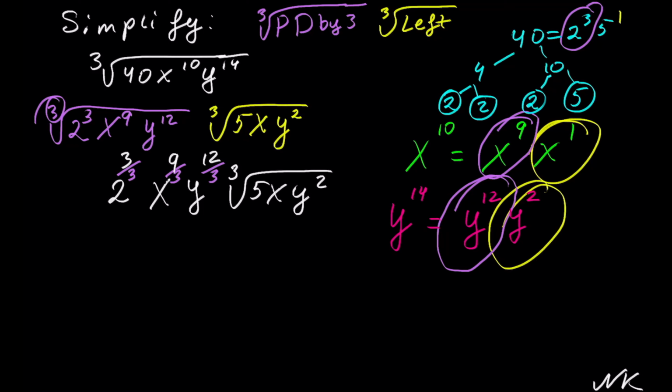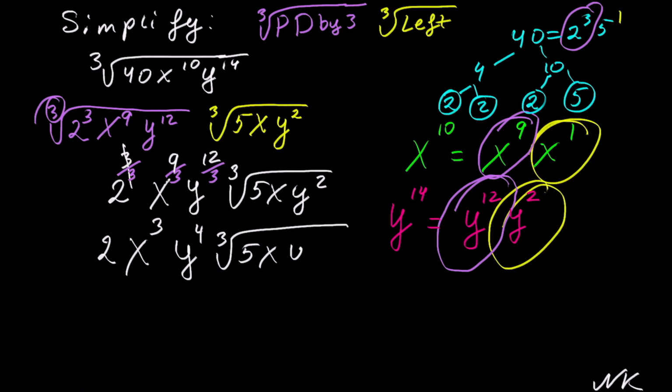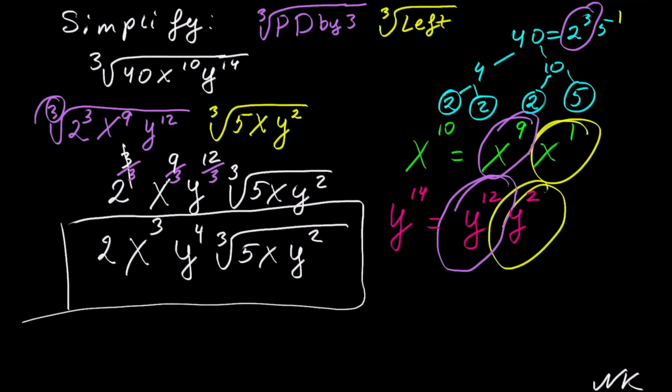So we get 2 to the 3 over 3. Something divided by itself cancels into 1. So we have 2. x to the 9 divided by 3 is 3. y to the 12 divided by 3 is 4. Times the cube root of 5x y to the second. So 2x to the third y to the fourth times the cube root of 5x y to the second is our solution. That's all.